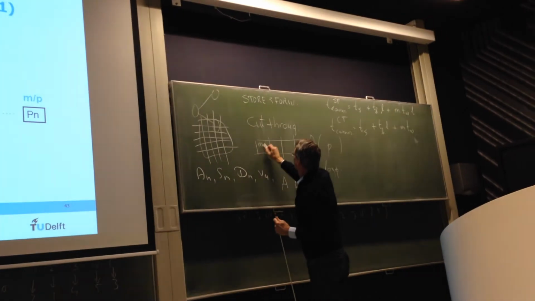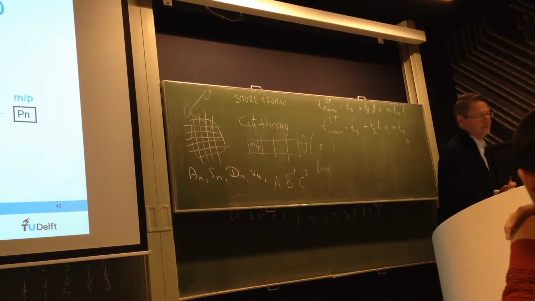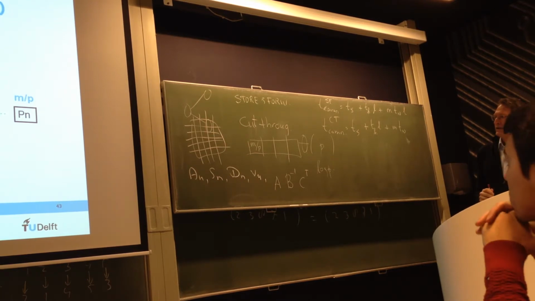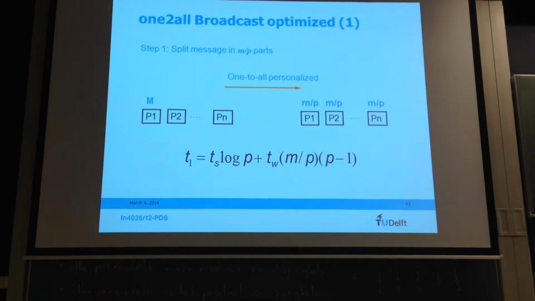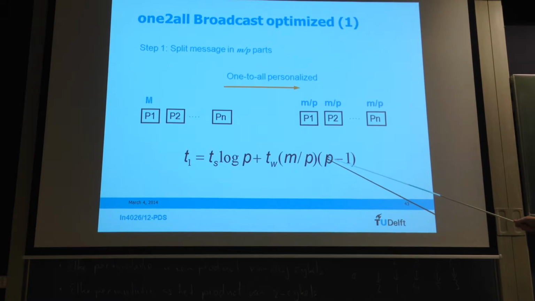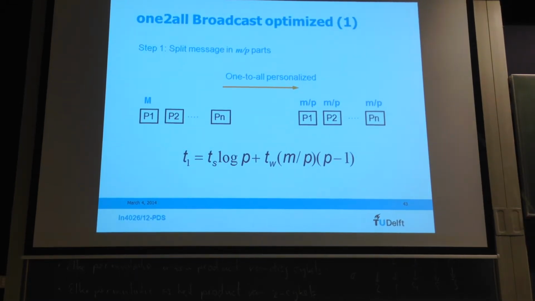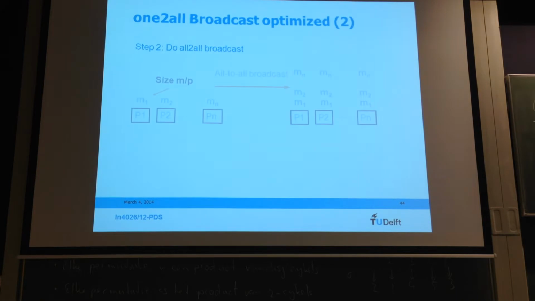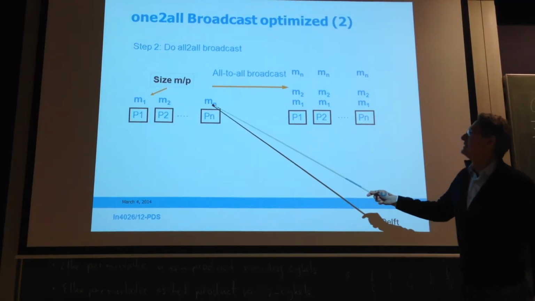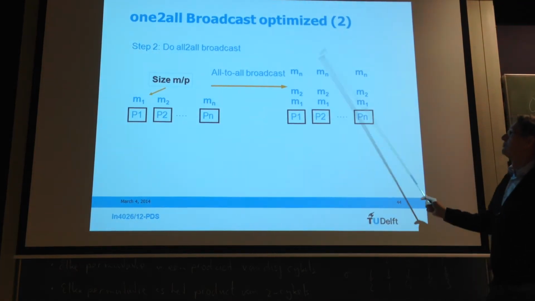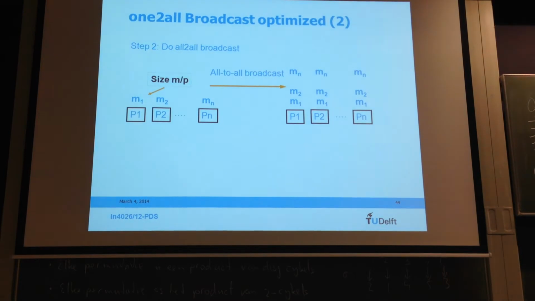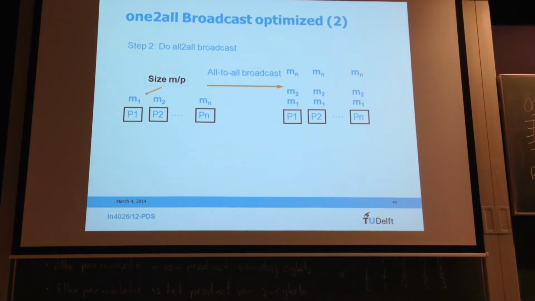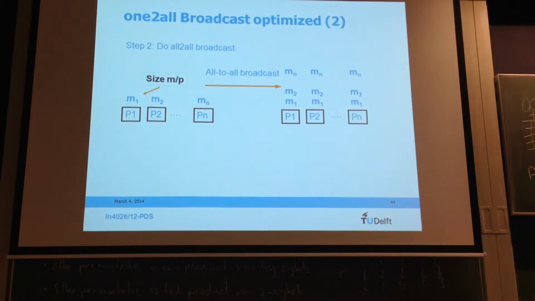And each one gets a part of size M divided by P. This gives a complexity, as we have seen, proportional to P, but the message size is smaller, M divided by P. In step 2, we do an all-to-all broadcast, which seems not to be nice, but we have these messages here, now of size M divided by P, and we broadcast them to all the other process elements, and then everybody gets the original message M in its place, right?